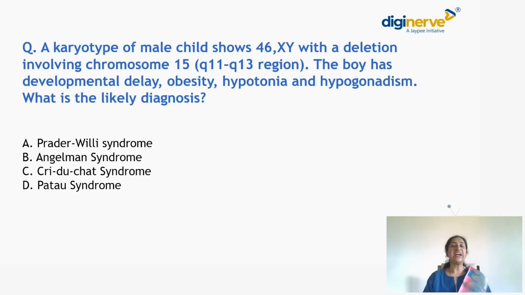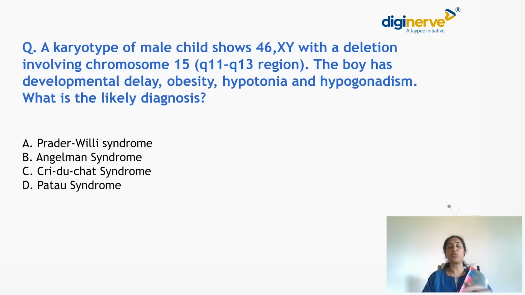Next question. A karyotype of a male child shows 46XY with deletion involving chromosome 15, q11-q13 region. The child also has developmental delay, obesity, hypotonia, and hypogonadism. What is the likely diagnosis? Now, most of you, this is almost like a spotter diagnosis. If the rest of it was not given, and I were to put a fill in the blanks, male child with deletion chromosome 15, q11-13 region, that is such a total giveaway diagnosis.